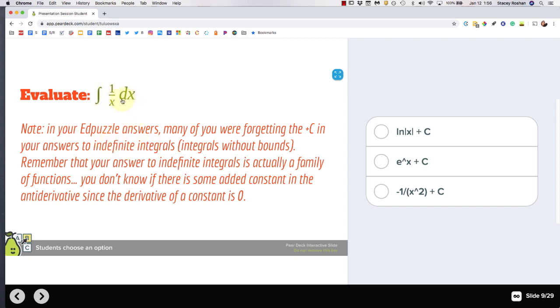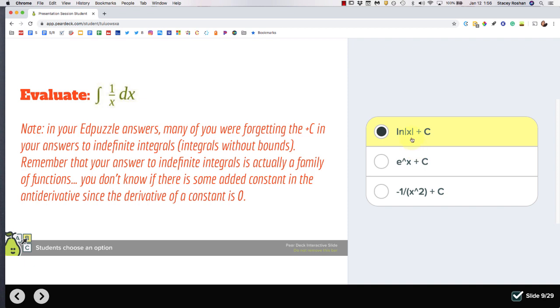So this is a little note for everyone in class. I just saw a lot of people forgetting the antiderivative of 1 over x dx, and that is ln absolute value of x plus c. So either people were forgetting that formula or they were forgetting to add the plus c. When it's an indefinite integral, you need the plus c. So that's just something you definitely need to know. We're going to see so much of it.